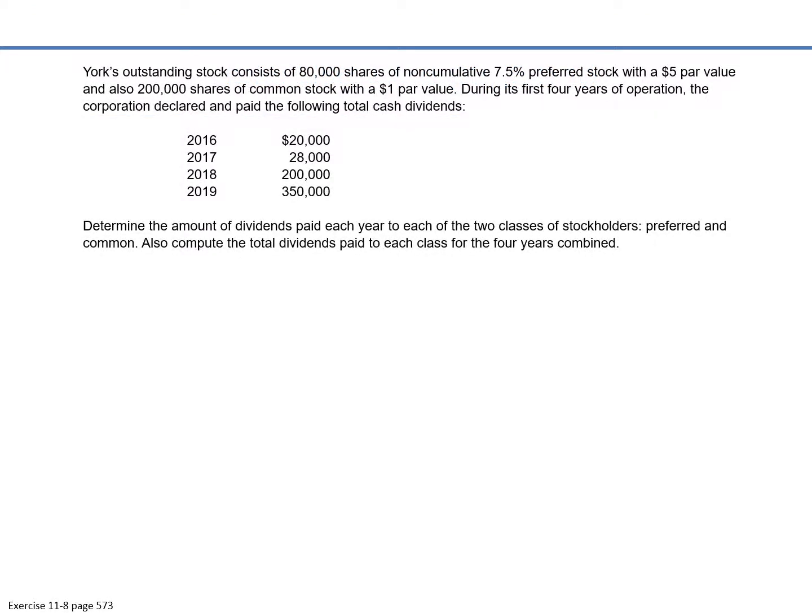All right, exercise 11.8. York's outstanding stock consists of 80,000 shares of non-cumulative 7.5% preferred stock with a $5 par and 200 shares of common stock with a $1 par. During its first 4 years of operation, the corporation declared and paid the following cash dividends. So they want us to determine the amount of dividends paid each year to each of the two classes of stockholders, preferred and common, and then the total dividends paid for each of the 4 years combined.